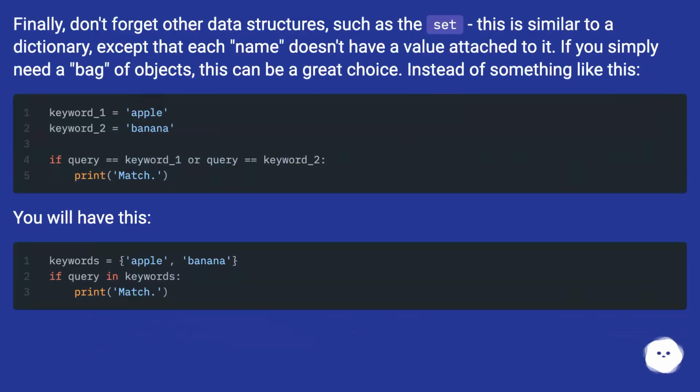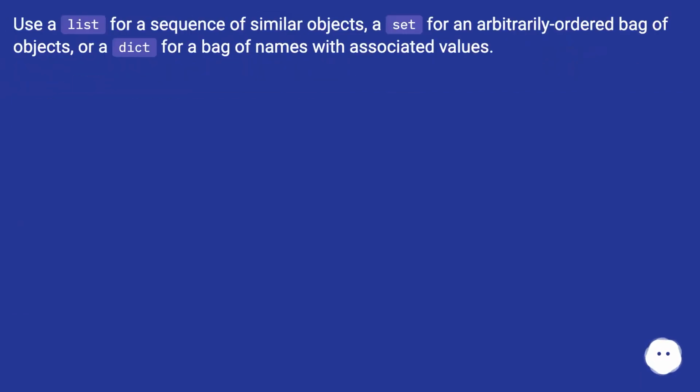Finally, don't forget other data structures, such as the set. This is similar to a dictionary, except that each name doesn't have a value attached to it. If you simply need a bag of objects, this can be a great choice. Instead of something like this, you will have this. Use a list for a sequence of similar objects, a set for an arbitrarily ordered bag of objects, or a dict for a bag of names with associated values.